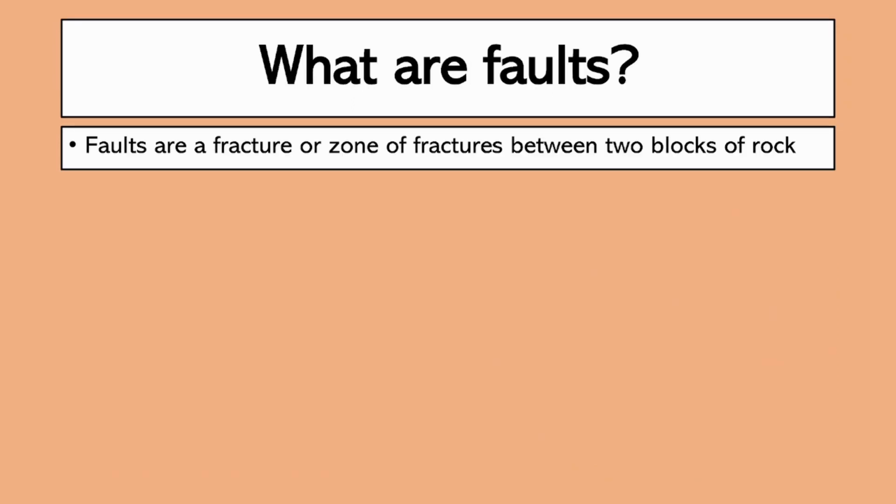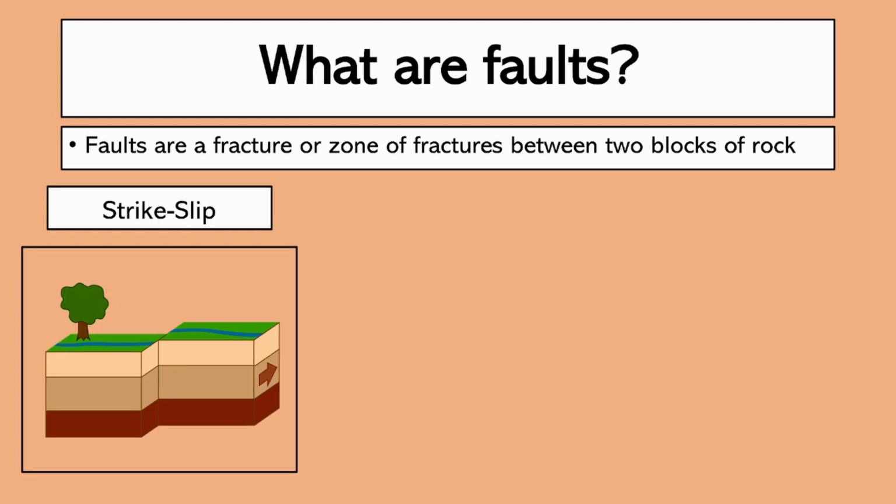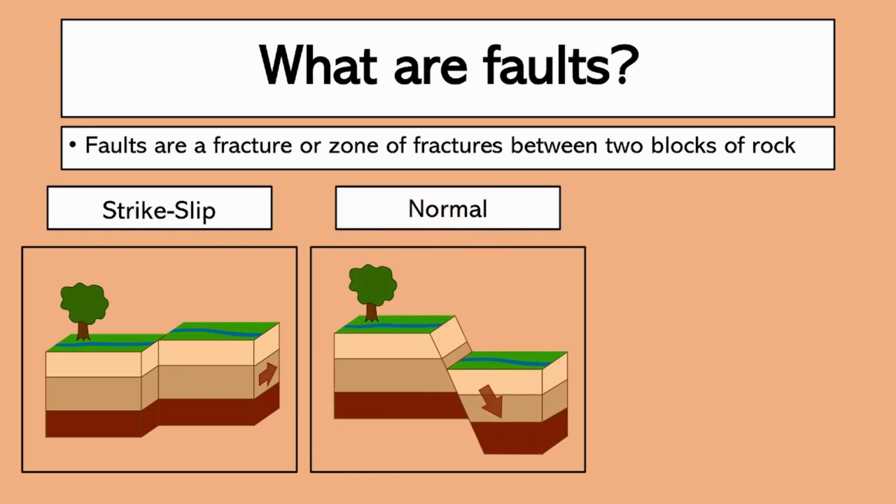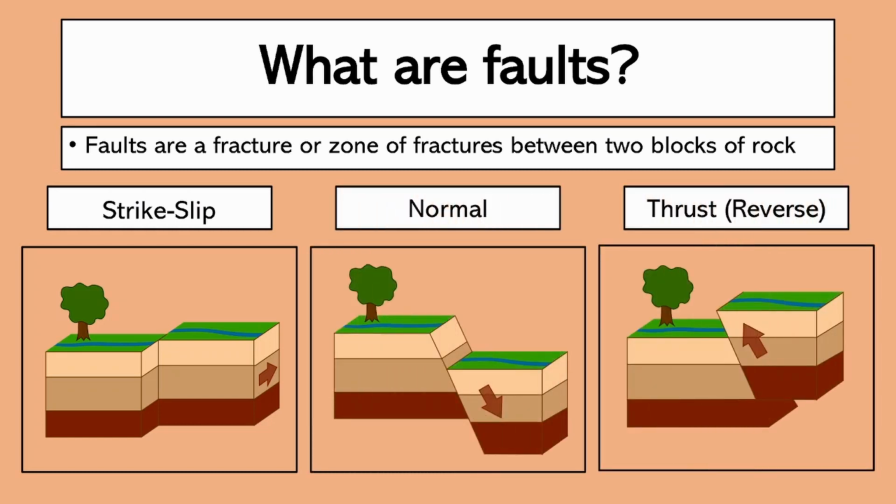Now, when it comes to earthquakes, they usually come about as the result of faults. There are 3 main types of faults. We've got the strike-slip fault, which is what we tend to see at transform plate boundaries. We've got a normal fault. And we've also got a thrust or a reverse fault.